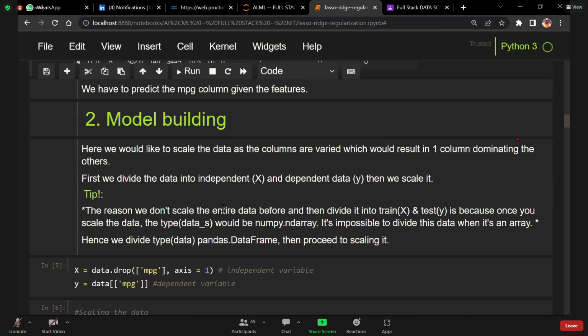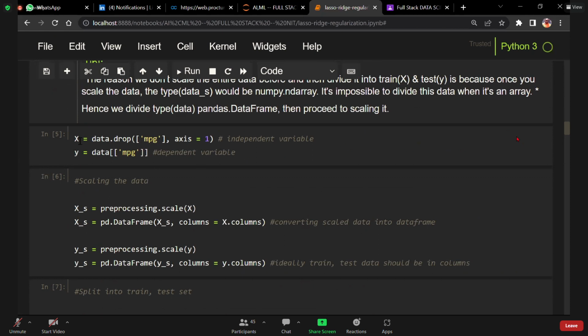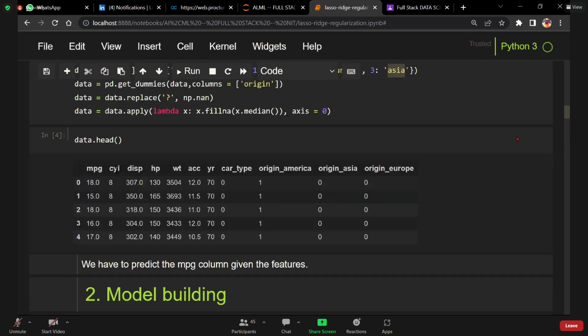That's clear. Model building. For model building, X and y: MPG, miles per gallon, is the dependent variable. MPG is the dependent variable. If I drop this, the rest of them are independent or not? The rest of them are independent or not?